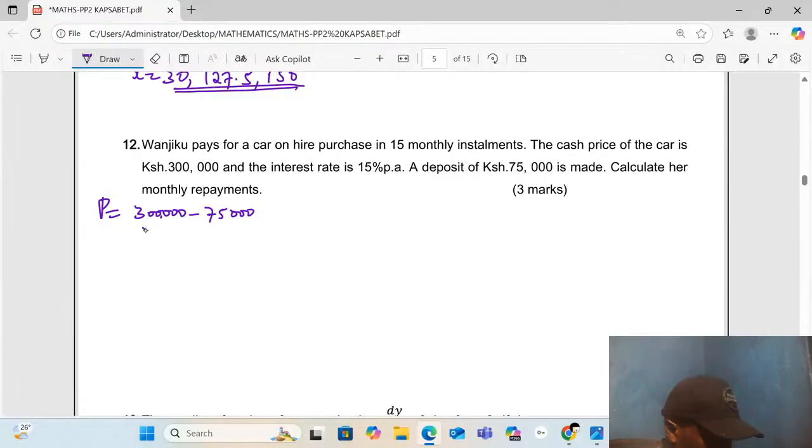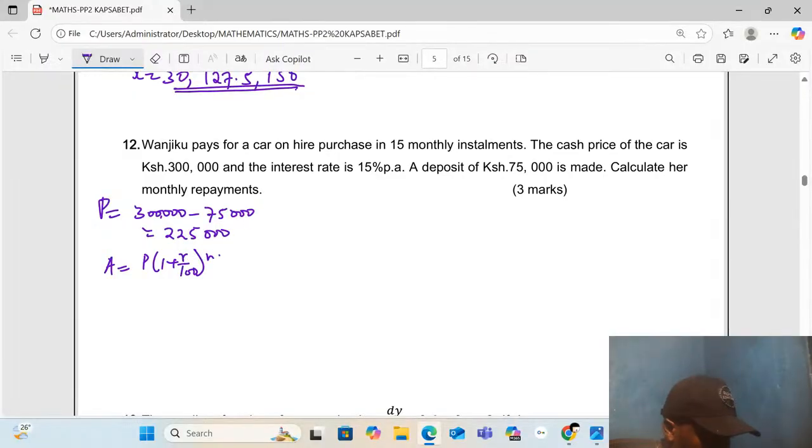75,000. So we shall have 225,000 as the value of P. So we look for the amount, and we know that amount is equal to principal P into 1 plus R over 100.